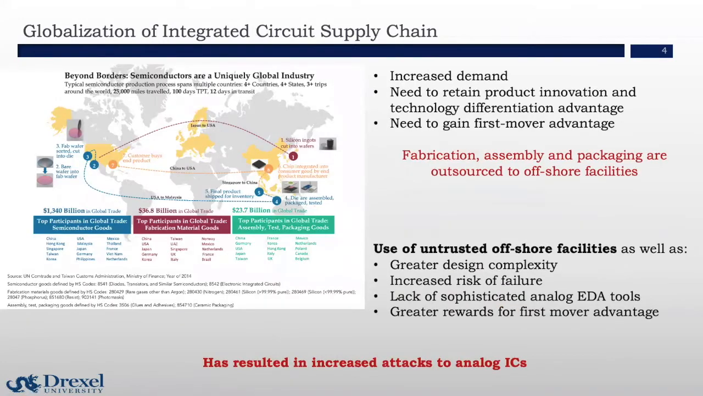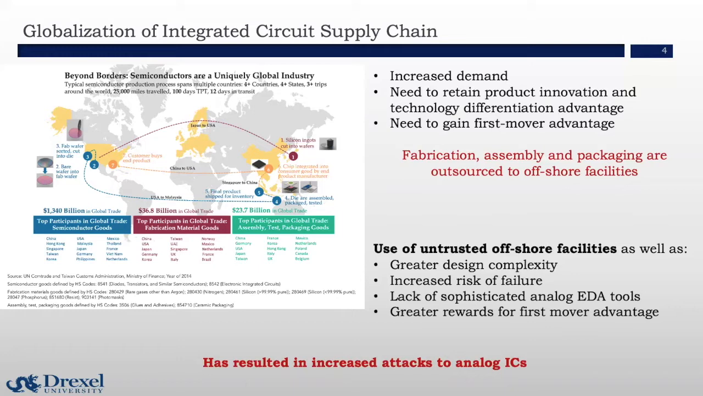To meet the growing demand for analog circuits, the IC manufacturing companies have shifted to offshore fabrication, assembly, and packaging facilities. Although this has led to a reduced time to market, it has also increased the attacks on analog circuits in the form of reverse engineering, counterfeiting, and overproduction.